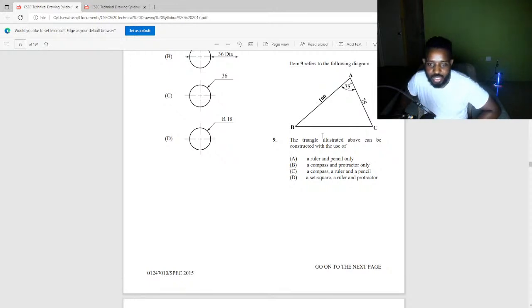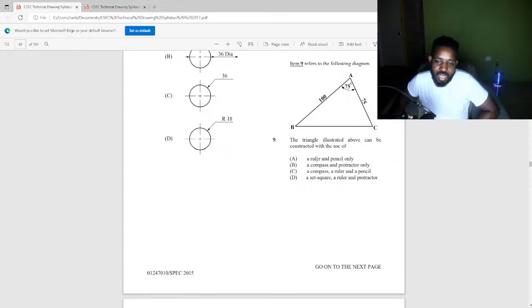And the question said the triangle illustrated above can be constructed with the use of a ruler and pencil only, a compass and protractor only, a compass, a ruler, and a pencil, or a set square, a ruler, and a protractor. Just by elimination, B and D are gone because you need a pencil. You can't draw something without a pencil, or you can't construct something without a pencil. So B and D would be gone.